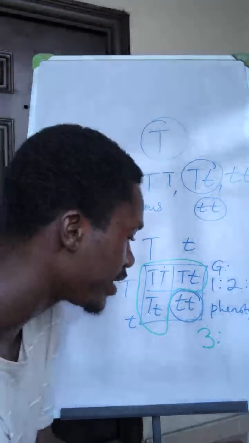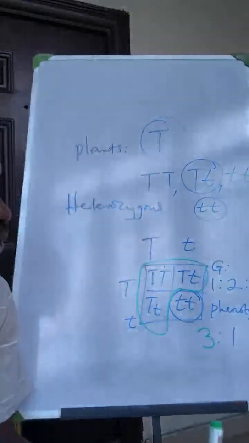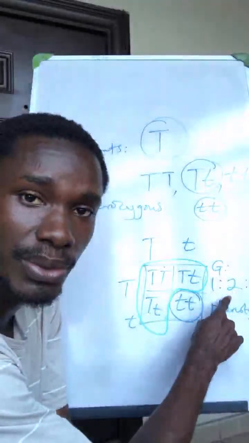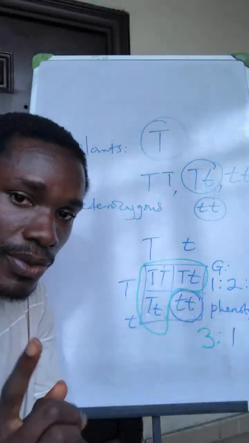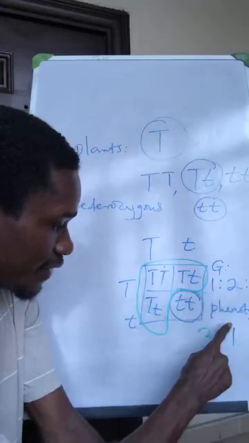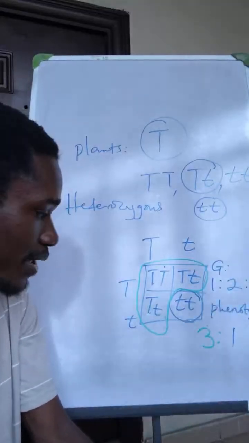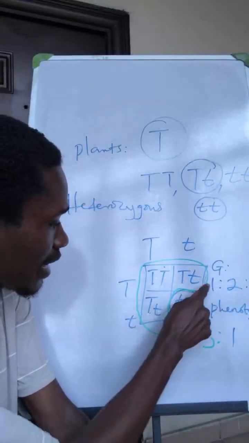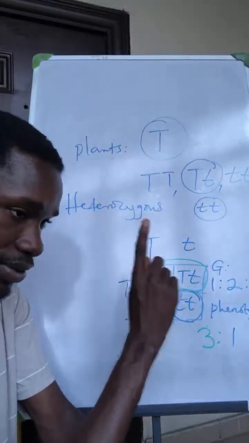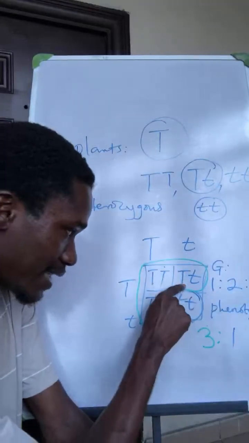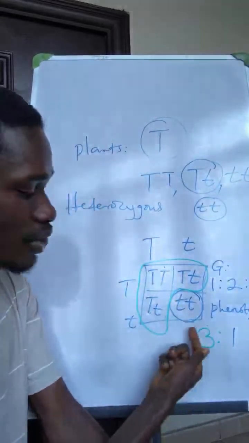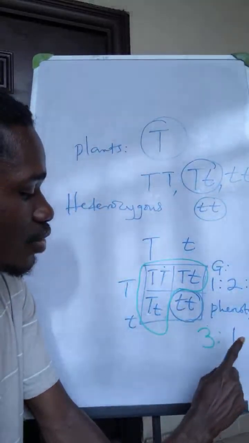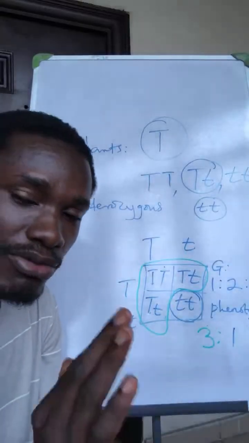So we have 3:1. So we can see that the genotypic ratio is different from the phenotypic ratio. They are not the same. So here, 3:1 means these 3 are going to be tall. Why? Big T, tall. Big T, small t, tall. As long as it has one big T, it is tall. Small t, short. So the ratio here is 3:1. So that's how to calculate the genotypic ratio.